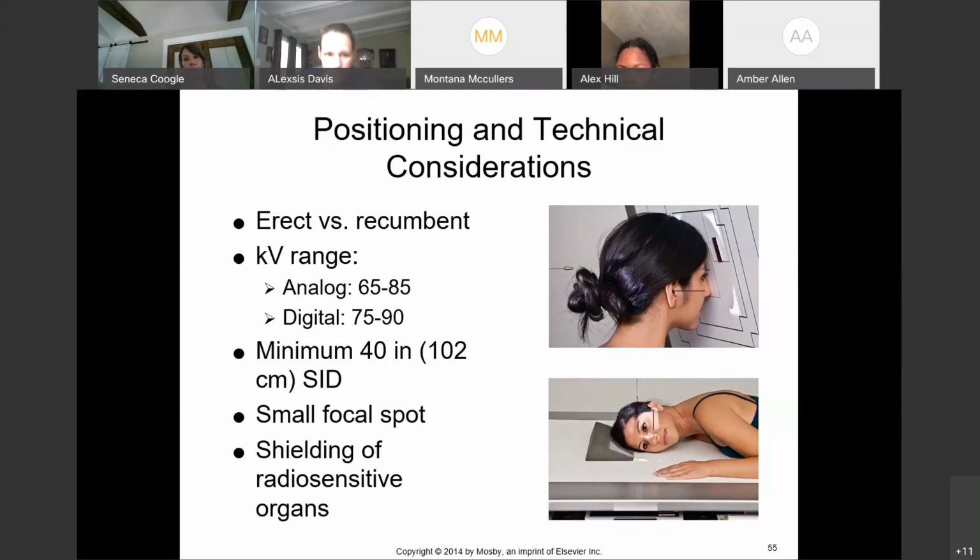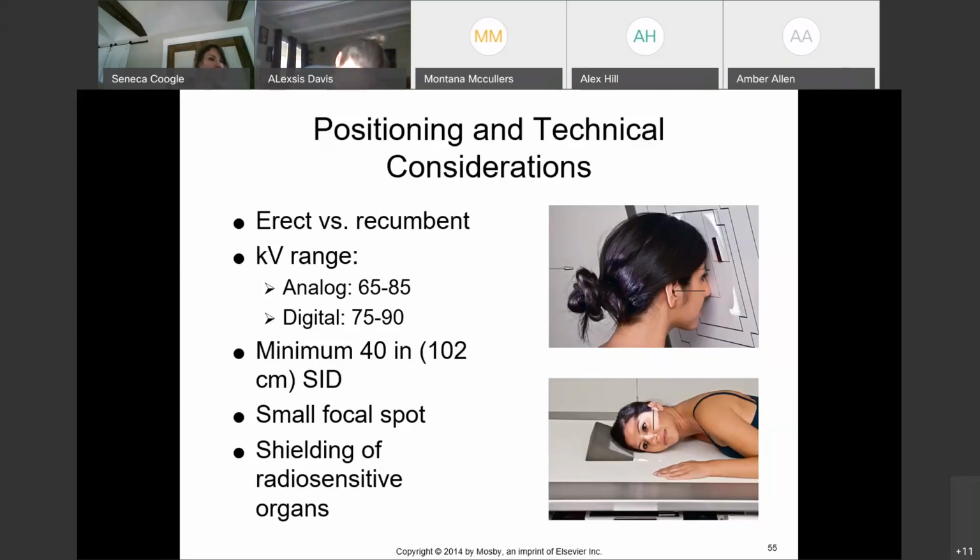Actually, a lot of radiologists, a lot of departments are moving away towards a 40-inch SID. Originally, it was to help reduce dose to the patient. You didn't have to use as much technique because you were a lot closer. But with digital imaging now, that's not a concern anymore, really. So you can be further away, which actually increases detail. We know that. So most departments are now preferring 60 inches or more for head work. Small focal spot because it is a small part, and shield the radiosensitive organs at will wherever you can.